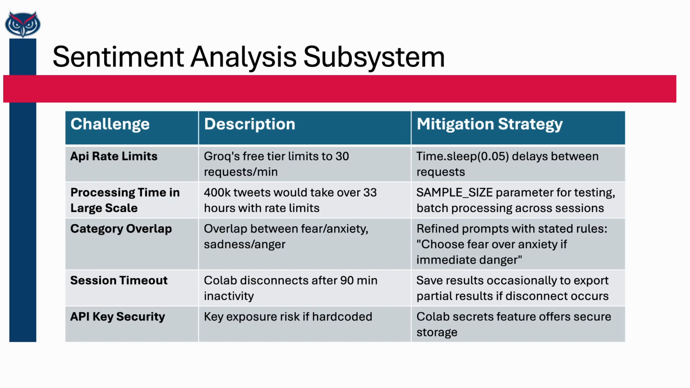Some emotional categories overlap, such as fear and anxiety, so we refined our prompts to enforce clearer rules, but further testing is still required. Colab can disconnect during long sessions, so we save partial results frequently, but our final solution will not use Colab. It'll just use the same logic presented.